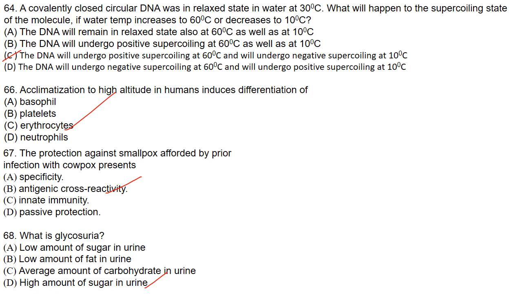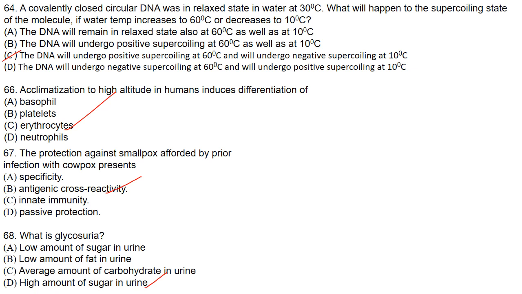Then acclimatization to high altitude in humans induces differentiation of. So low oxygen at high altitude leads to increased RBC, that is red blood cells. This allows more oxygen to be carried to the tissue. So it will induce differentiation of erythrocytes.